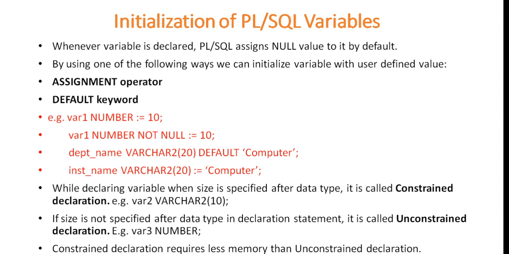Constraint declaration requires less memory than unconstrained declaration, because in constraint declaration we specify a fixed size, and only that amount of memory is allocated to that variable. But in unconstrained declaration we don't specify any fixed size, so it always requires more memory to store that variable as compared to constraint type of declaration. So this is all about initialization of PL/SQL variables.